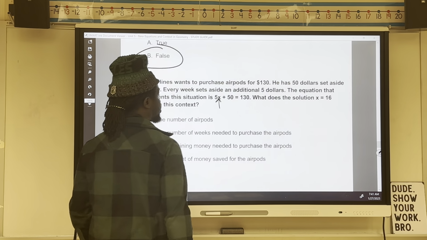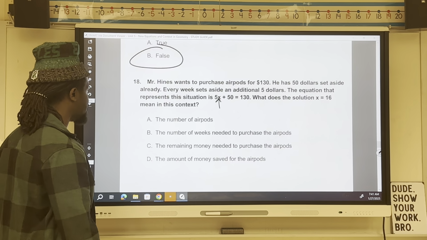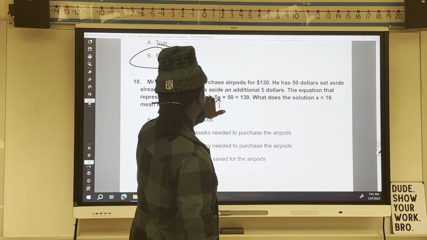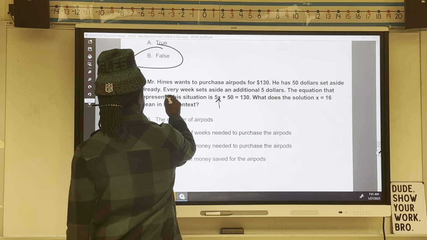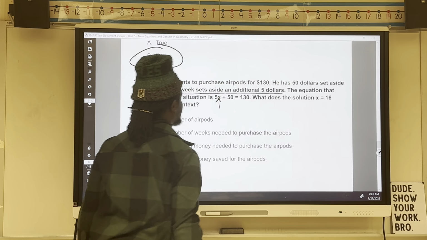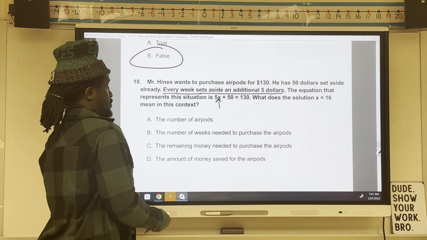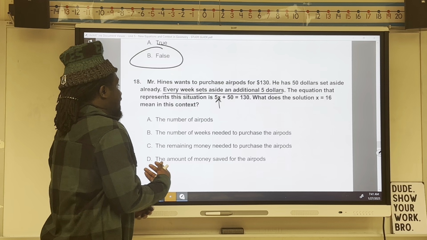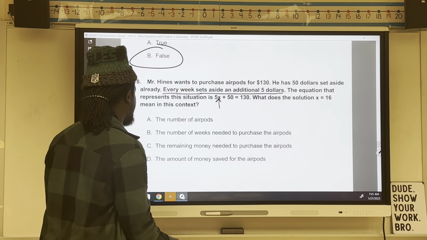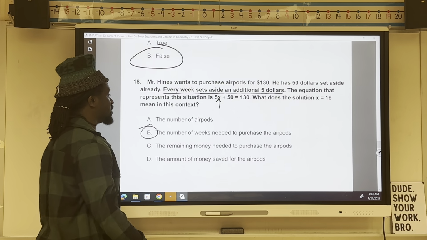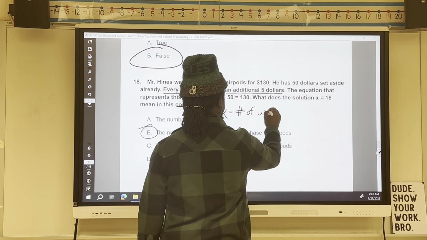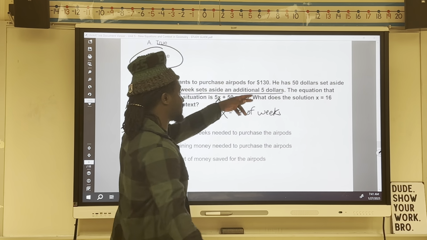So really in this one, I'm just trying to figure out, what does the x mean? Okay. Well, it says the x is with the 5. And it says every week sets aside an additional $5. So every week is when I'm adding 5, all right? So I'm multiplying the number of weeks times 5, and so that is what gives me my answer. So x is the number of weeks, okay? Because again, that's what I'm multiplying by 5.